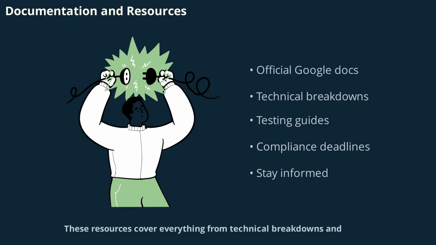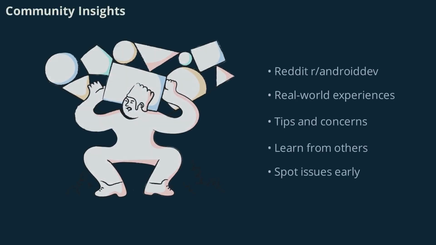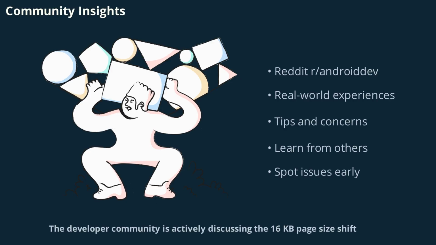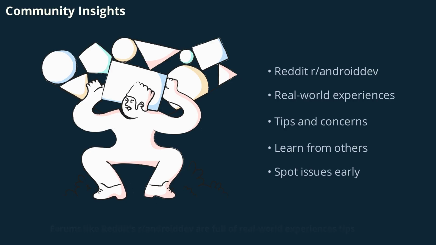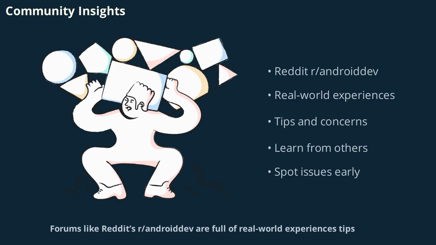These resources cover everything from technical breakdowns and build configuration to testing methods and compliance deadlines. Make use of these guides to ensure your app is ready for the new requirements. The developer community is actively discussing the 16 KB page size shift. Forums like Reddit's r/AndroidDev are full of real-world experiences, tips, and concerns, especially around third-party SDKs like FFmpeg. Engaging with the community can help you spot potential issues early and learn from others' solutions.